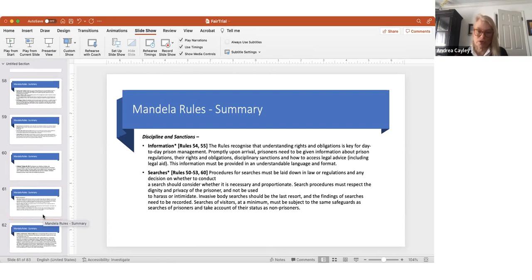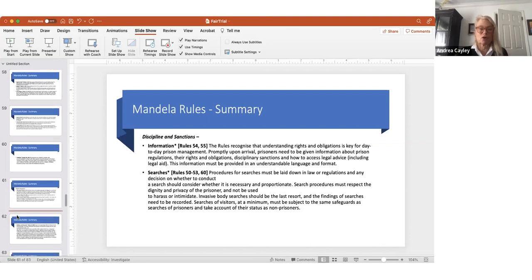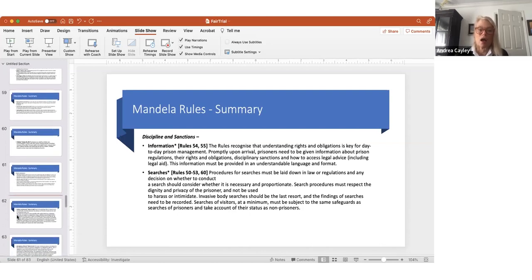Procedures for searches must be laid down in law or regulation, and any decision on whether to conduct a search must be based on whether it's necessary and proportionate. Search procedures must respect the dignity and privacy of the prisoner. It should not be used to harass or intimidate. Invasive body searches should be the last resort.